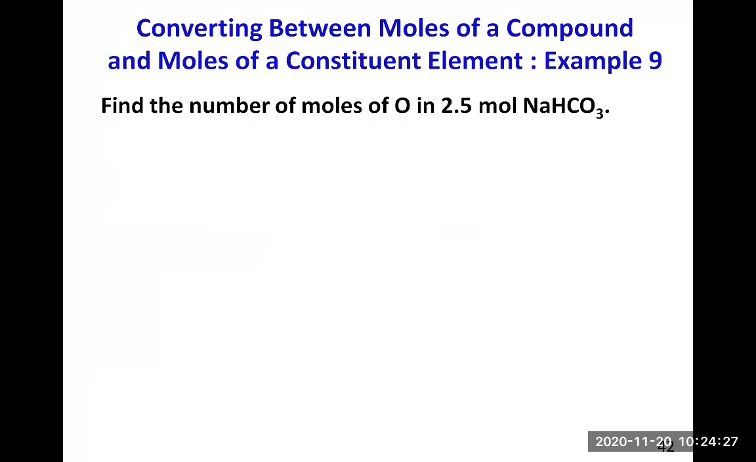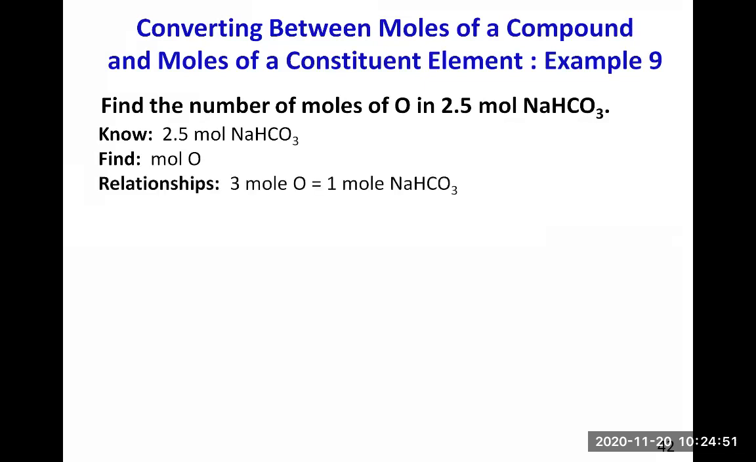NaHCO3 is sodium bicarbonate, baking soda. So always extract the information from the text. And here you have the amount of 2.5 moles of sodium bicarbonate. We want to find the number of moles of oxygen in that. And so we are given the formula.